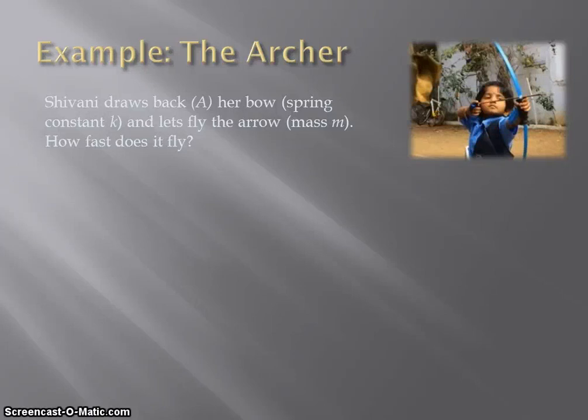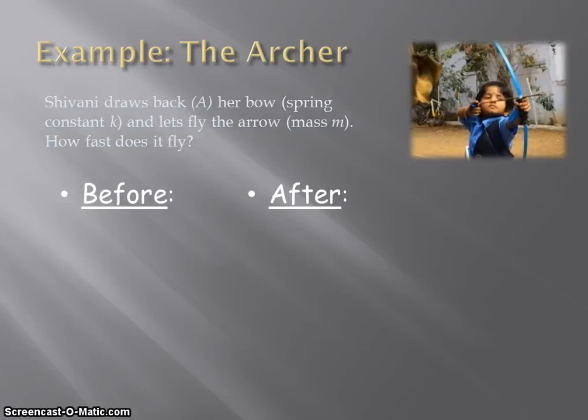How can we control for how fast the arrow flies? How fast does it fly? Set up your work in 2 columns. First, analyze what's going on before Shivani shoots her arrow. Check in with potential energy, kinetic energy, and find the total. Pause the video now, show your work. When you're done and ready to check in, press play.